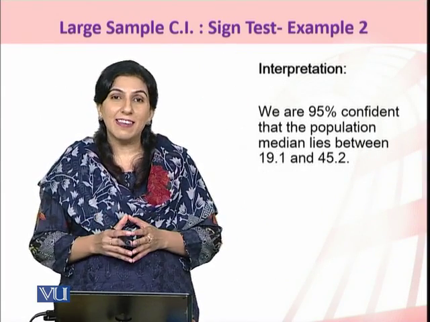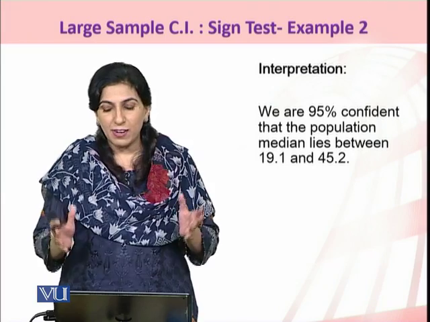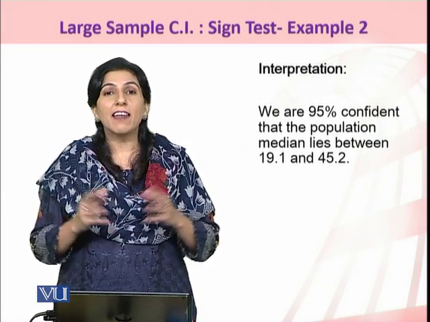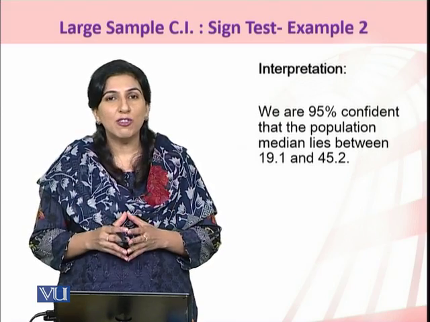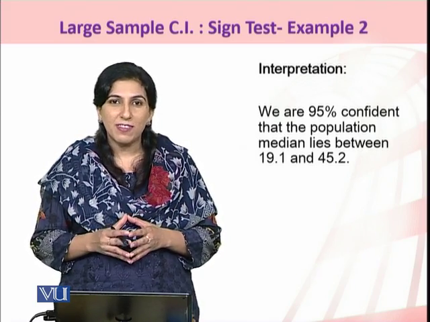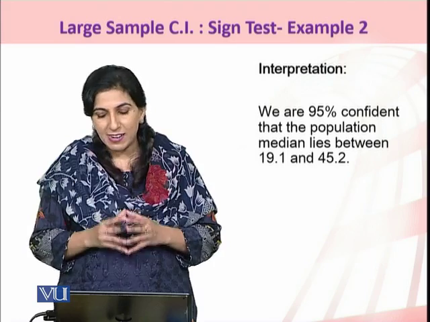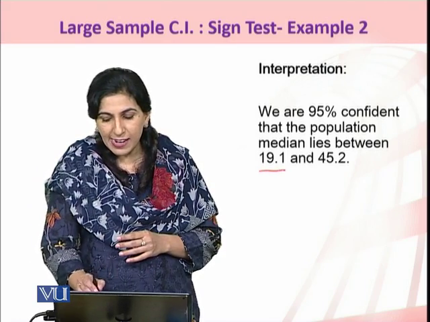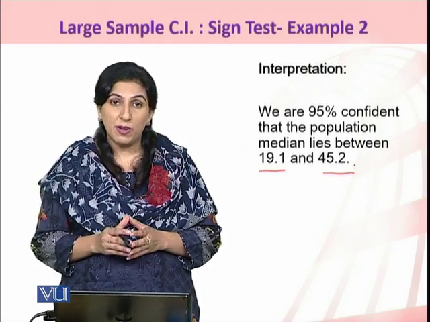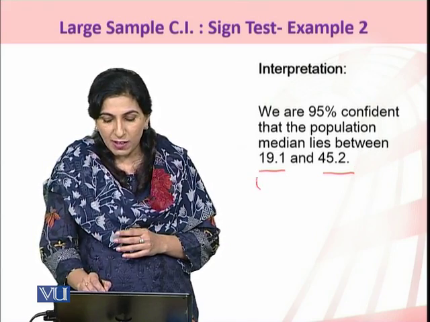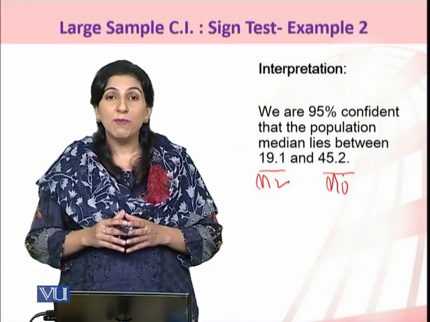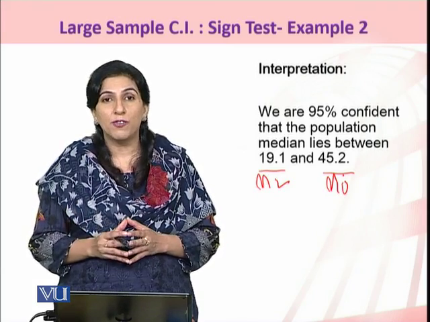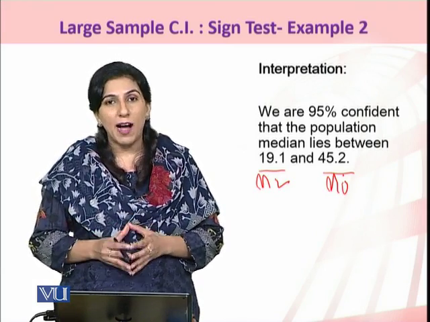So we can state that we are 95% confident that the unknown value of the population median that we have determined through the large sample approximation confidence interval is expected to lie between 19.1 and 45.2, where 19.1 was our ML and 45.2 was our MU. That means the upper value of the confidence interval about the median.